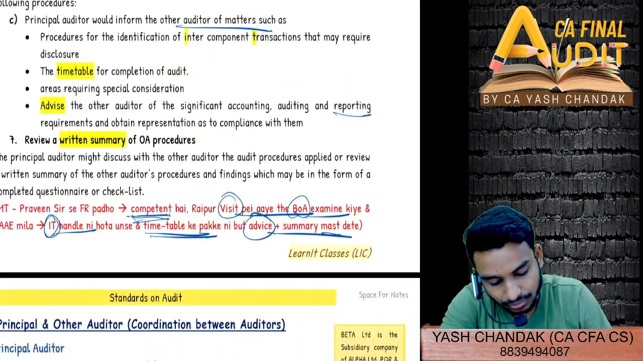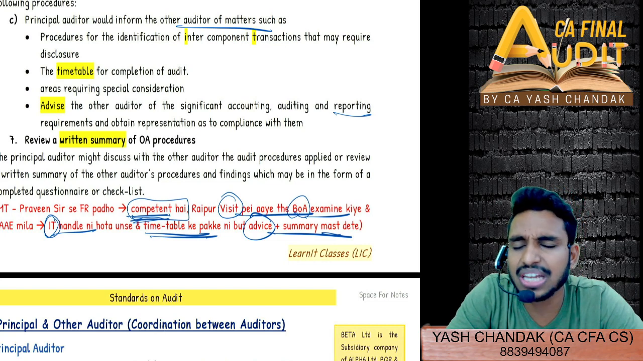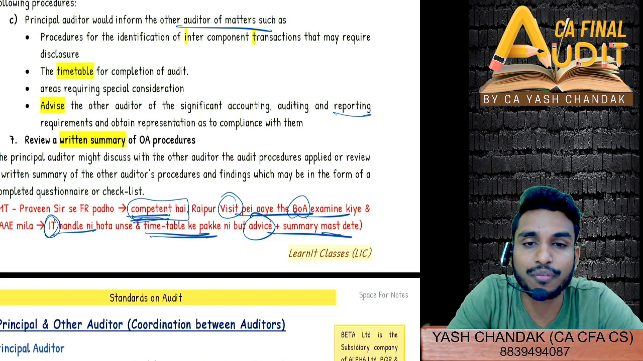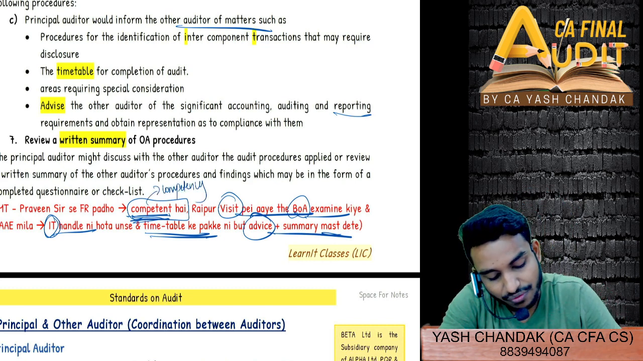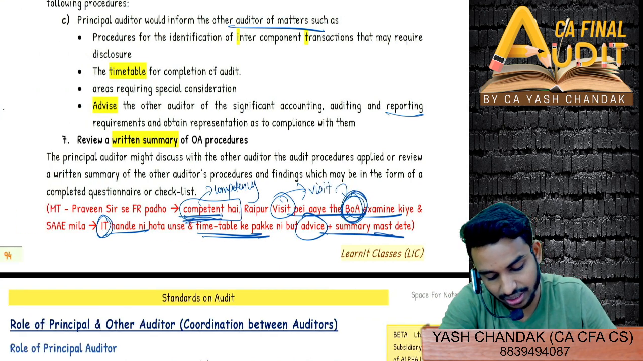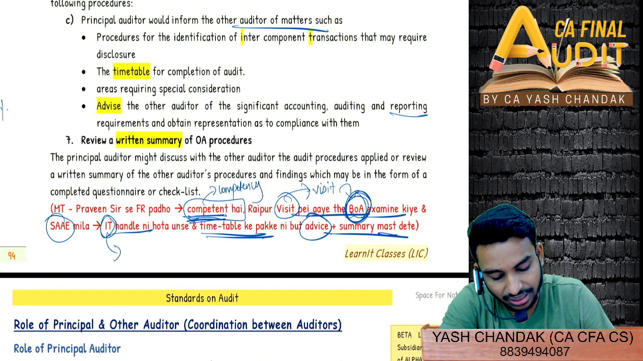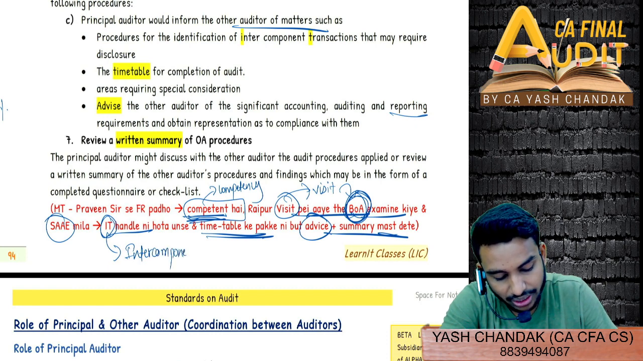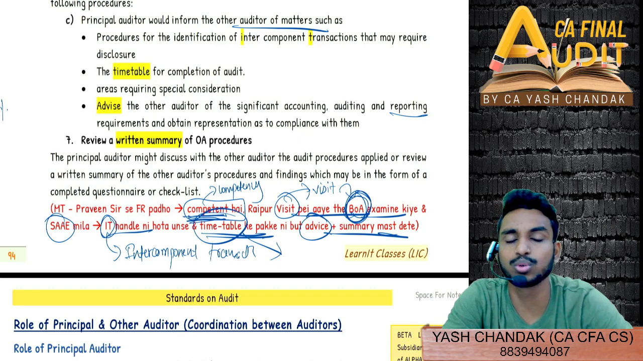Then he was very competent. So competency of the other auditor, specifically when other auditors are not members of ICAI, you will have to check the competency of the other auditor. He came for a visit, so visit the component, examine all the books of accounts, and obtain all the sufficient appropriate audit evidence. However, he could not handle IT, if you remember. IT stands for intercomponent transaction. And he was also not strict about his timetable, so timetable needs to be given to the other auditor.